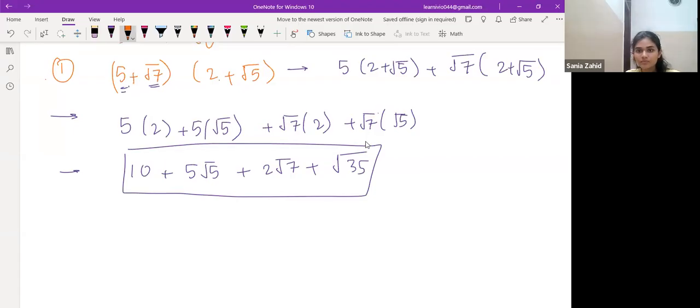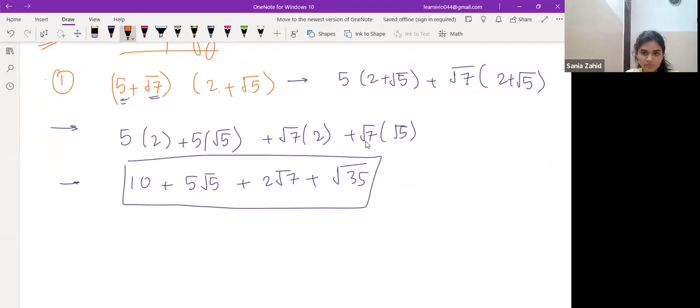Ma'am, can you explain again? Sure. 5 into 2 is 10, then plus 5 root 5. Then how did you get plus 2 root 7? Can't we write 14 root 7, since 7 multiplied by 2 is 14? No. Even if you multiply 7 with 2, you still won't get 14 root 7.